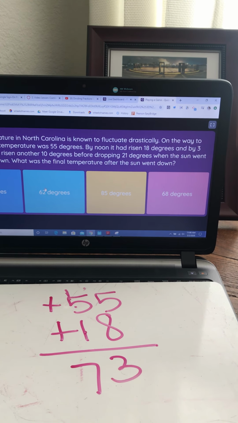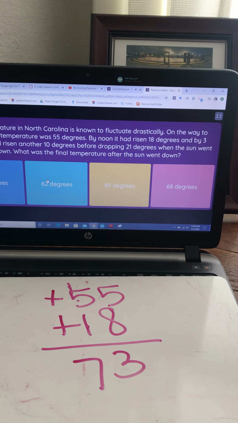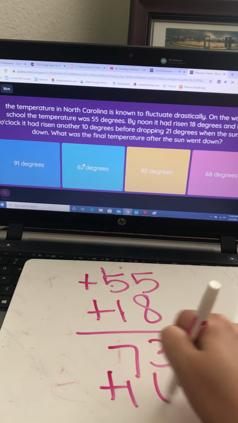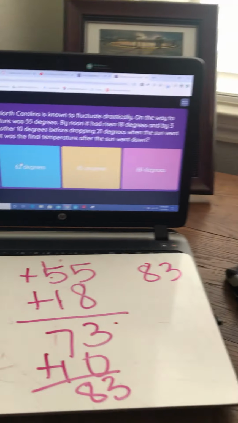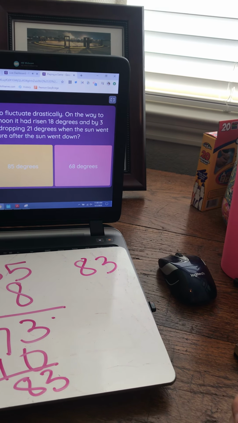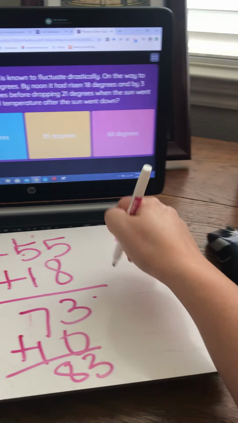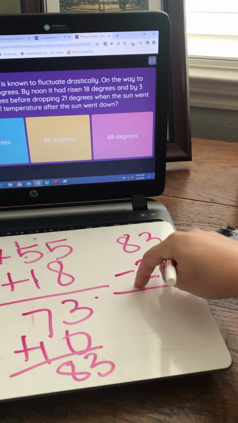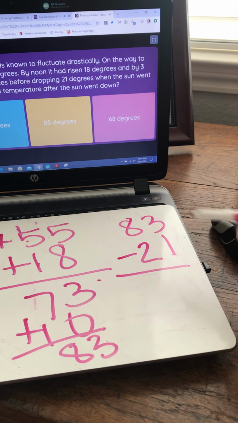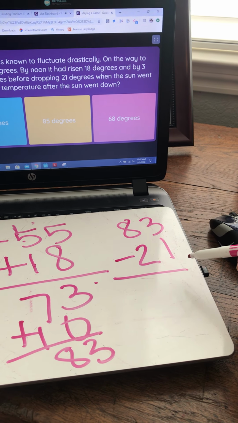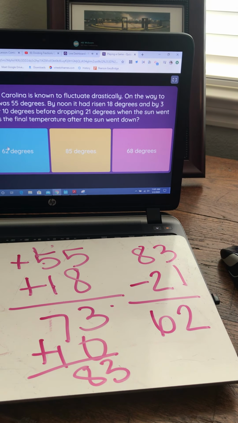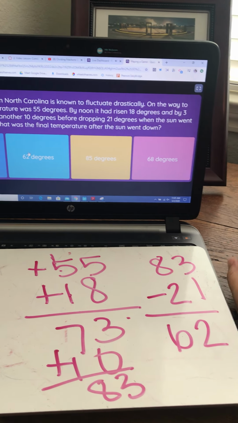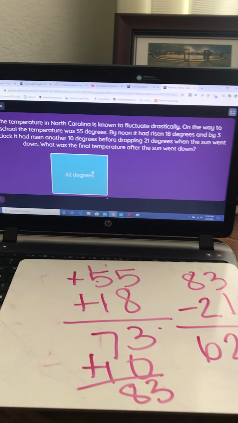But by 3 o'clock, it had risen another 10 degrees. So now we're at 83, positive 83. Before dropping 21 degrees when the sun set. Wow. So that'd be a negative because we're dropping. 83 minus 21 would give us 62. What was the final temperature after the sun went down? Green, 62 degrees.